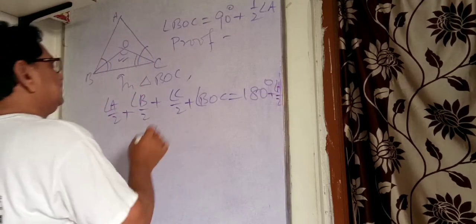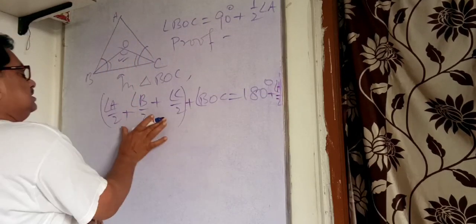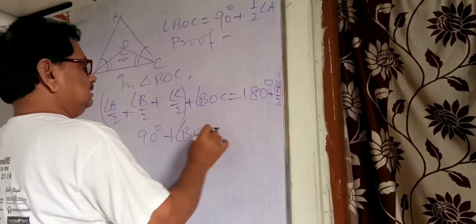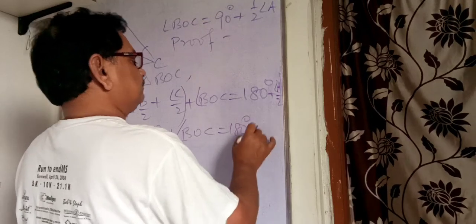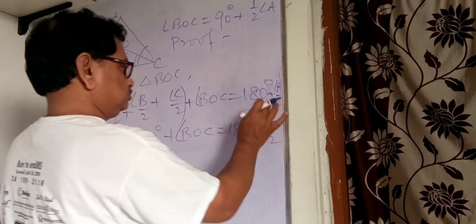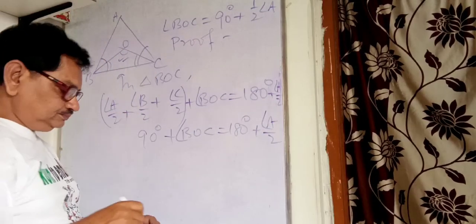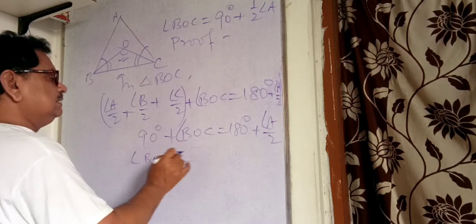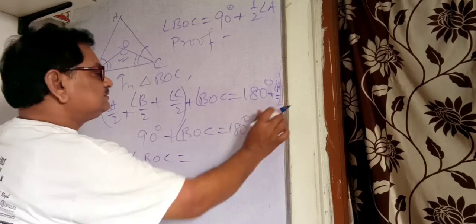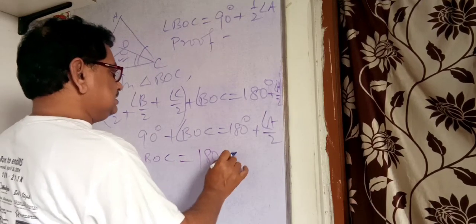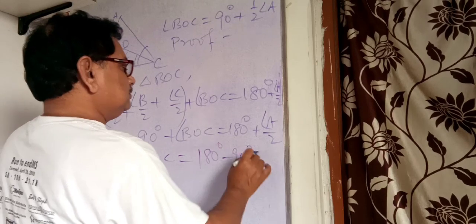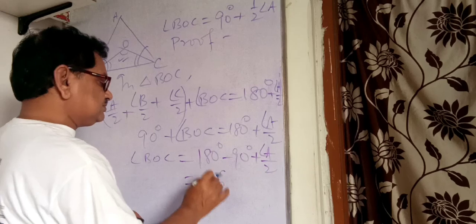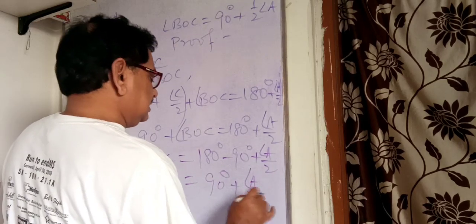And if we go on adding A by 2 to both sides, then what will we get? This will become 90 degrees plus BOC equal to 180 degrees plus A by 2, because A by 2 was added to both the sides. Now see the result. Angle BOC becomes 180 minus 90 degrees plus A by 2, and consequently it becomes a right angle plus angle A by 2.